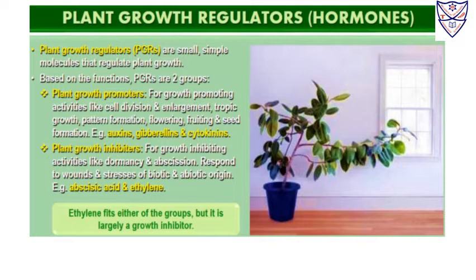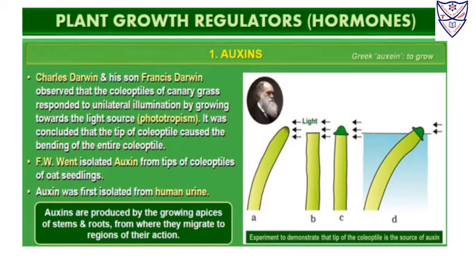So like the auxin, gibberellin, cytokinin promote the growth, there are certain hormones which inhibit the growth, like abscisic acid and ethylene will inhibit the plant growth. They will cause activities like dormancy and abscission. So this is in response to wounds or stresses of the biotic and abiotic factors. Ethylene will fit in either of the groups, but we largely know it as a growth inhibitor. So let us study about all these hormones in detail.